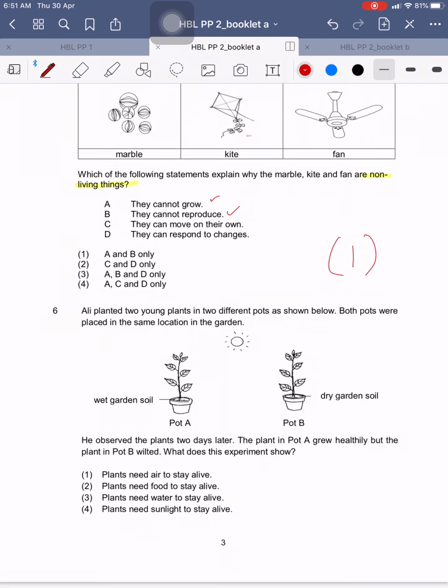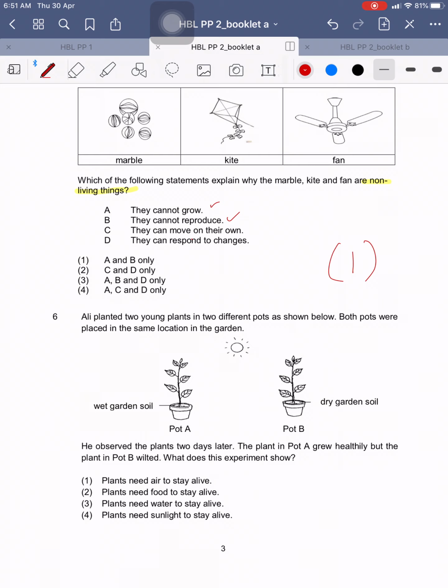Now for question number 6, Ali planted 2 young plants in 2 different pots, and both pots were placed in the same location. Now the key difference between the 2 pots, one of them has wet garden soil and the other one is dry. Alright, so he observed the plants 2 days later, and in pot A, the plant grew healthily, but the plant in pot B wilted.